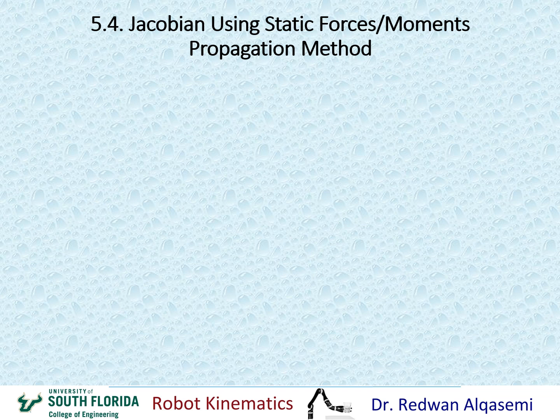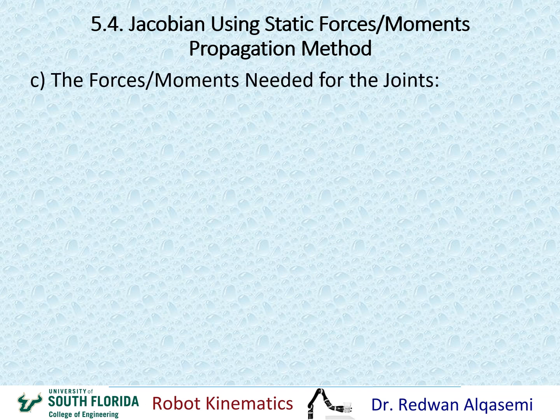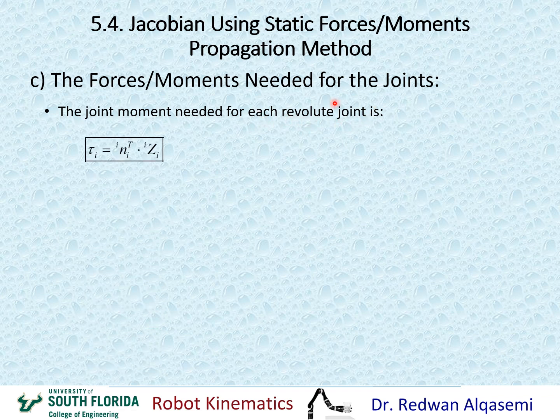Now that we found the forces and moments acting on each one of the frames or each one of the joints, we can go ahead and extract from these the forces and moments needed for the joints to keep the arm in static equilibrium. So let's take them one at a time. If we look at revolute joints, the only thing acting on revolute joints that would affect the motor or the torque needed for the revolute joint will be the moments. Forces will not affect the revolute joint power needed for keeping the arm in static equilibrium.